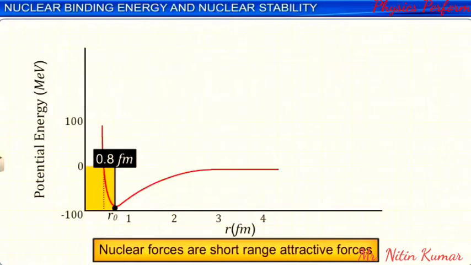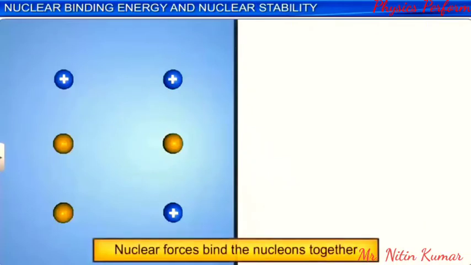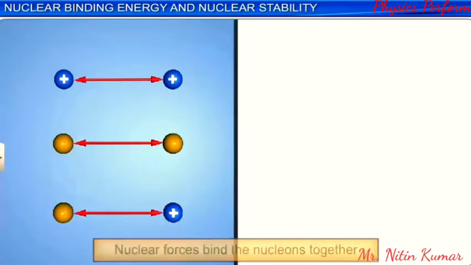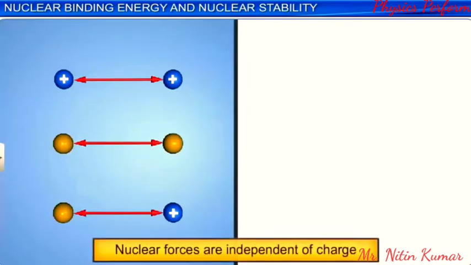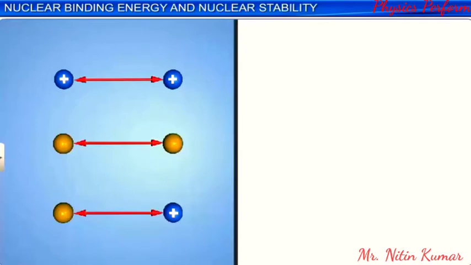Nuclear forces bind the nucleons together. That is, they exist between two protons, two neutrons, and also a proton and a neutron. Therefore, nuclear forces are independent of the charge, and the nuclear force acting between two neutrons, or between two protons, or between a neutron and proton, is approximately equal in magnitude. We have simple mathematical equations representing the Coulomb force and the gravitational force, but we do not have any such mathematical expression for the nuclear force.